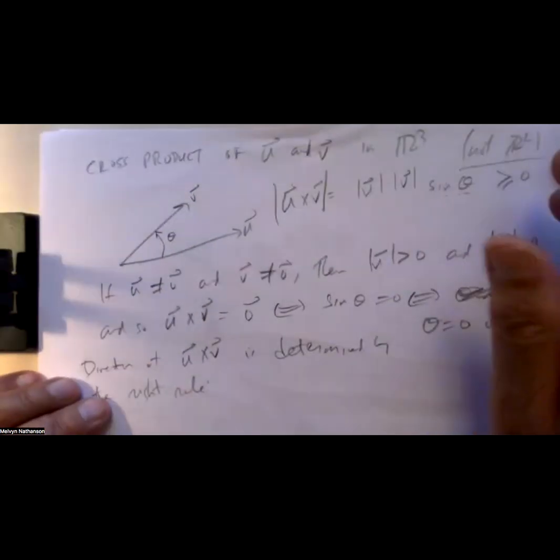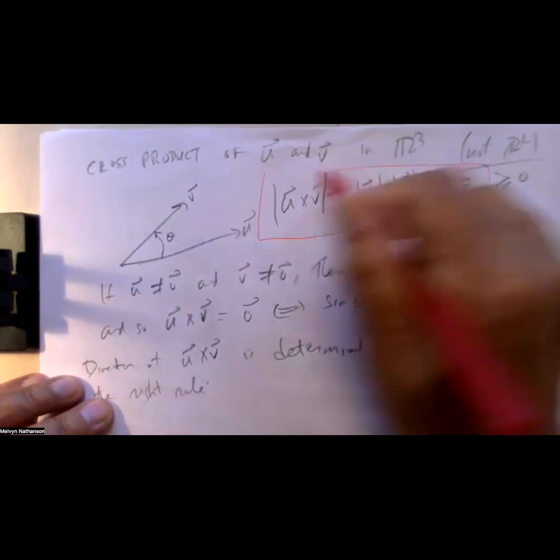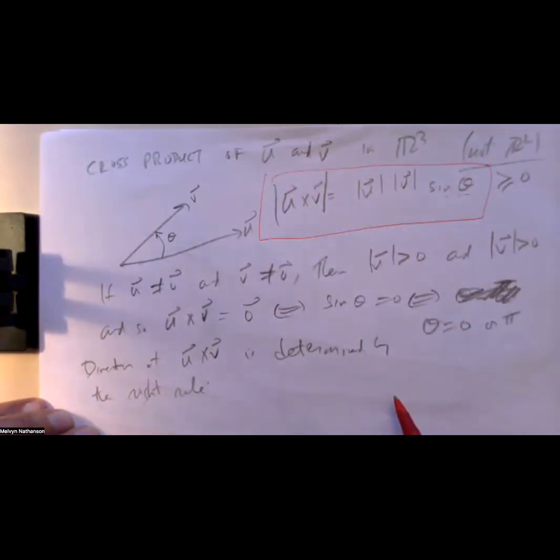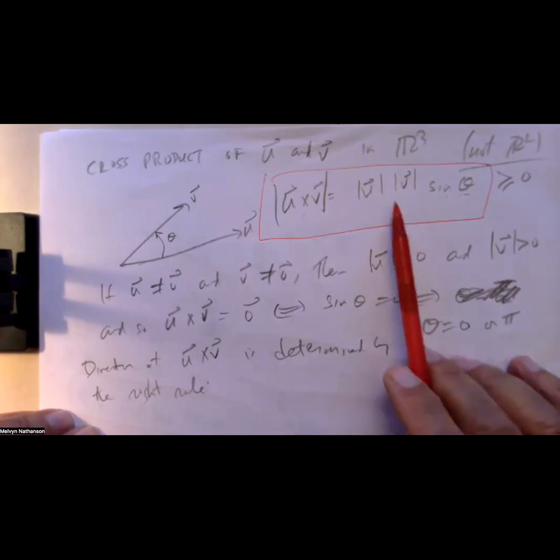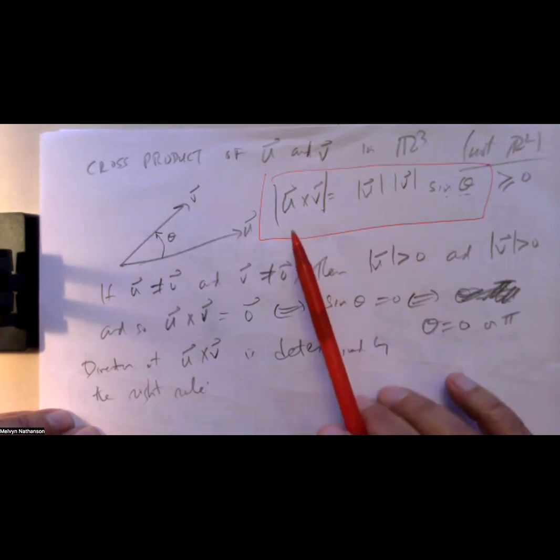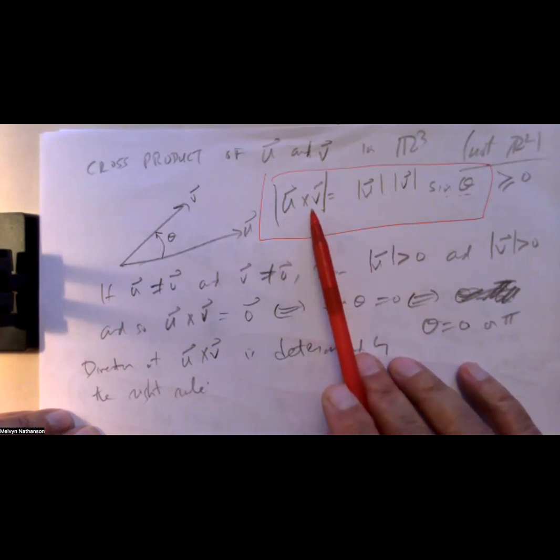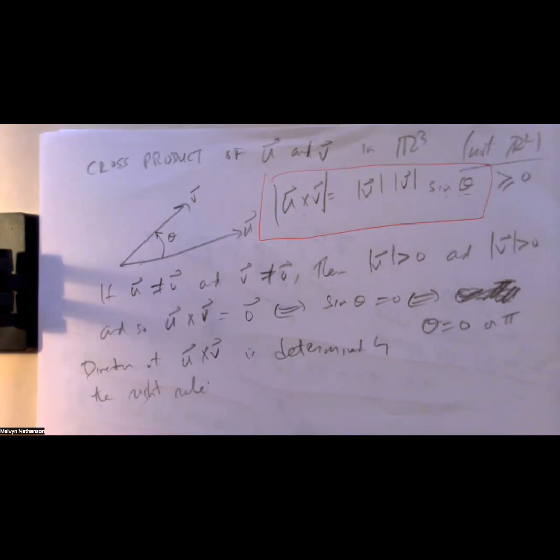So I want to do the same thing with the cross product. This is the definition of the length of the two vectors, and the right-hand rule gives the direction of the vectors. But I would like to find the coordinates. I would like to find the cross product u times v in terms of the coordinates of u and v. So that's our immediate goal.